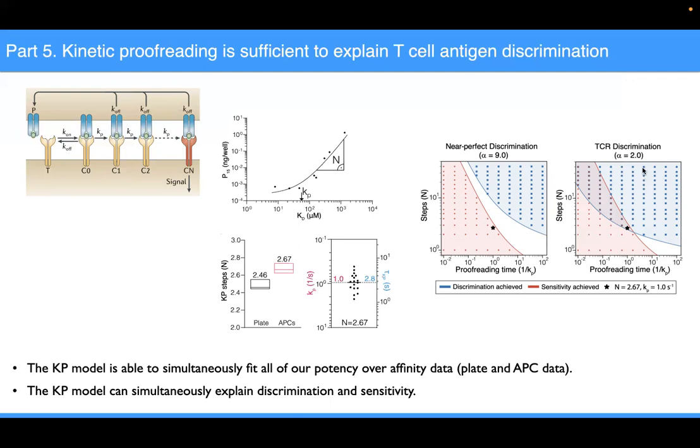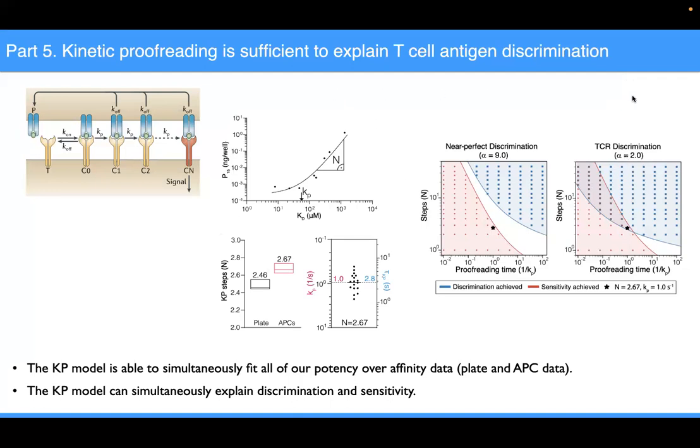On the other hand, if you're asking, can kinetic proofreading explain a discrimination power of 2 and achieve that level of discrimination, but also high sensitivity, what we find is that indeed, there is a region of parameter space where both can be satisfied simultaneously. And in fact, the numbers that we get from our data for the number of steps and the rate of each step actually fall really here at the bottom. It seems like the T cell is tuned to have the smallest number of biochemical steps possible to achieve both high sensitivity and this level of discrimination.